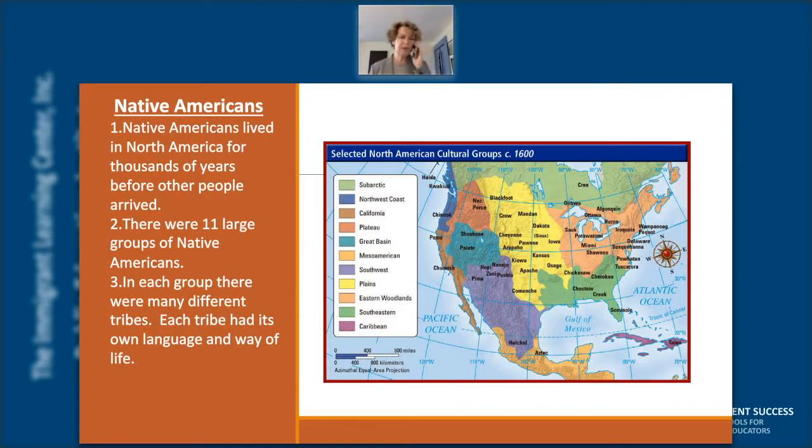We started with the Native Americans, and this is just to give you an example of the kind of graphics I was able to bring in that was very exciting for the students to learn how to read different kinds of use of maps. And so I'll read this aloud to you just so we can follow along. Native Americans lived in North America for thousands of years before other people arrived. There were 11 large groups of Native Americans. In each group, there were many different tribes. Each tribe had its own language and way of life.